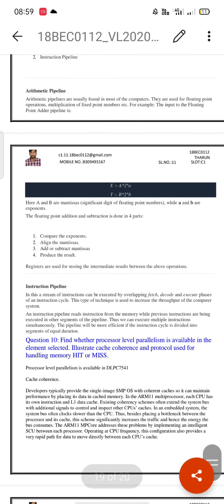In an instruction pipeline, a stream of instructions can be executed by overlapping the fetch, decode, and execute phases of the instruction cycle, and this type of technique is used to increase the throughput of the computer system. An instruction pipeline reads the instruction from memory while previous instructions are being executed in other segments of the pipeline, so multiple instructions can be executed simultaneously, and the pipeline will be more efficient if the instruction cycle is divided into segments of equal duration.